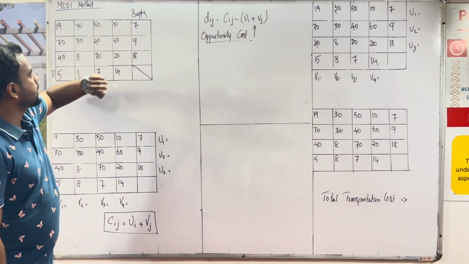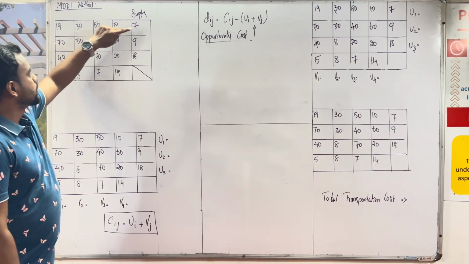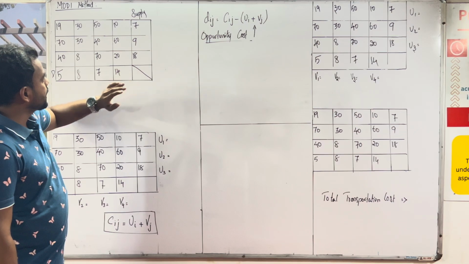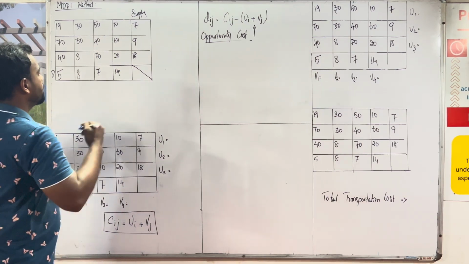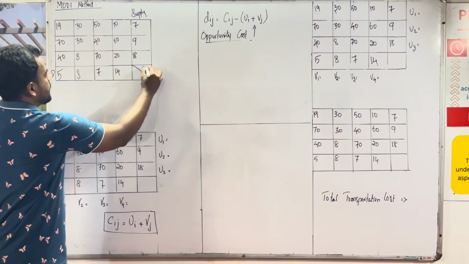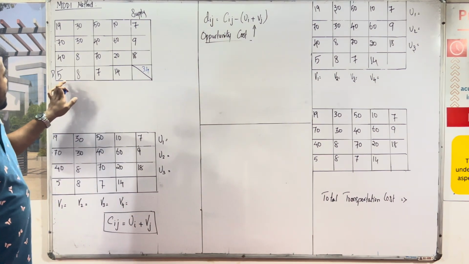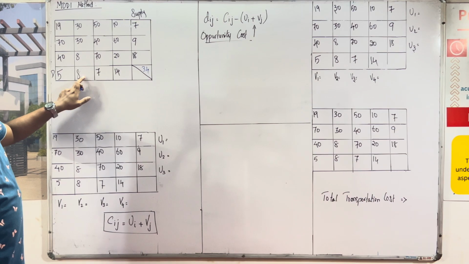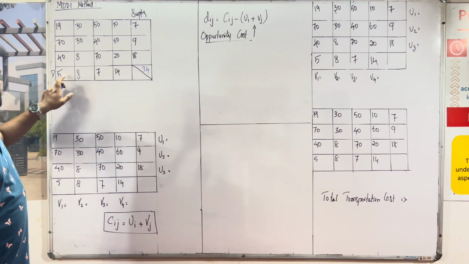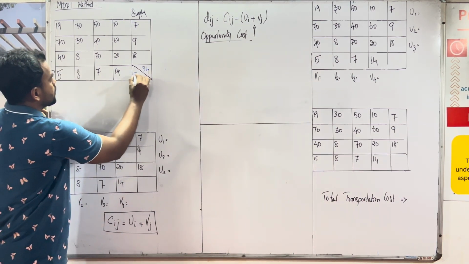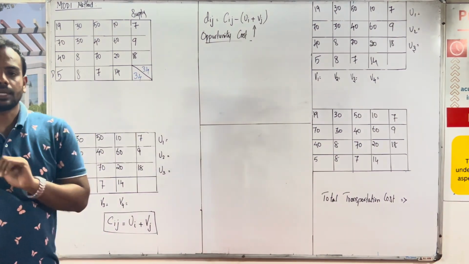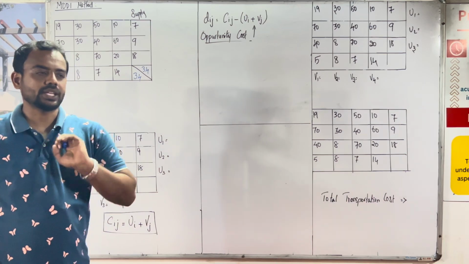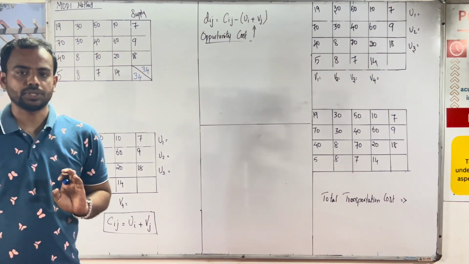So let us find out the demand and supply. 7 plus 9 is 16, 16 plus 18 is 34. So the total supply is 34. And when you look at the demand, 14 plus 7 is 21, 21 plus 8 is 29, plus 5 is 34. So demand and supply are balanced, therefore the problem is balanced. So we can start with Vogel's approximation method.